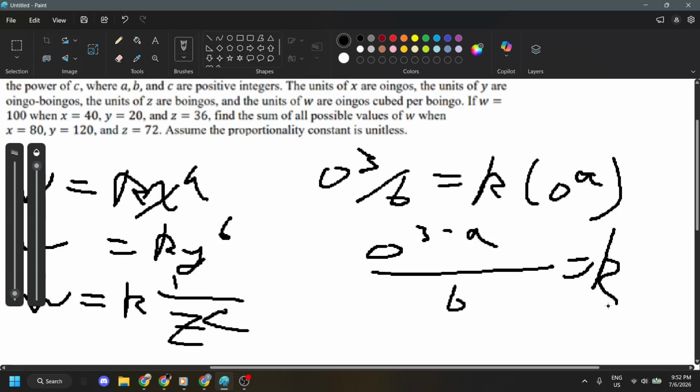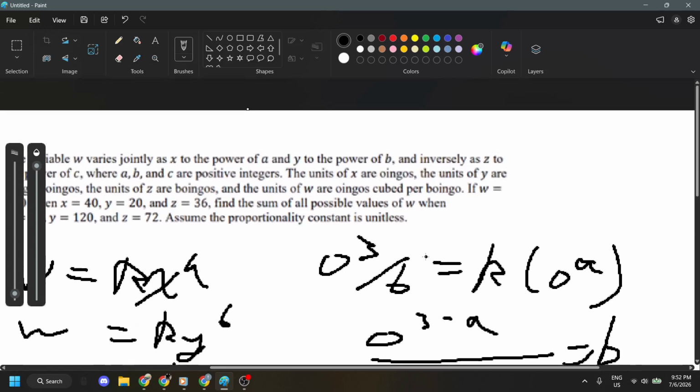So it says assume the proportionality constant is unitless. But that doesn't make any sense, because this can't be unitless since you can't change the power of boingos here. I don't understand. Oingos cubed per boingo. Yes.